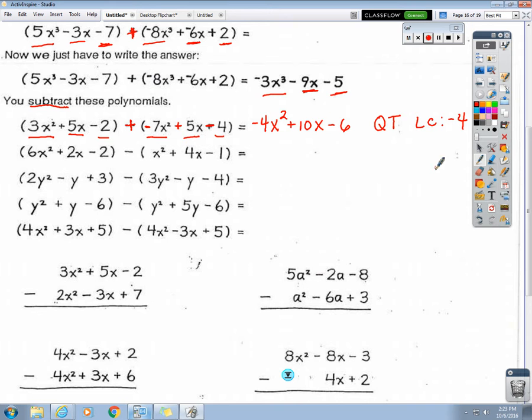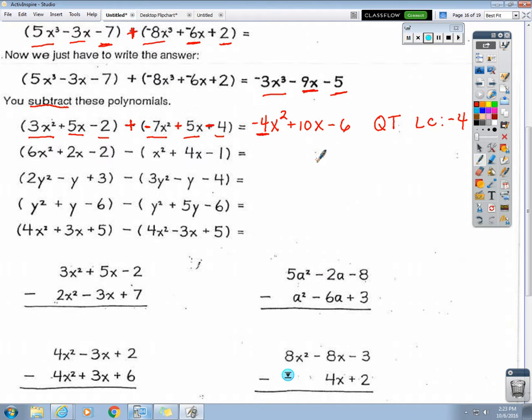So how many coefficients do we have in this trinomial? 2. Negative 4 is a coefficient because it's beside an x. 10 is a coefficient because it's beside an x. Negative 6 is not beside a variable, right? So it's not a coefficient. What is it known as? A constant. The leading coefficient is the very first coefficient you get to as long as it's in standard form.